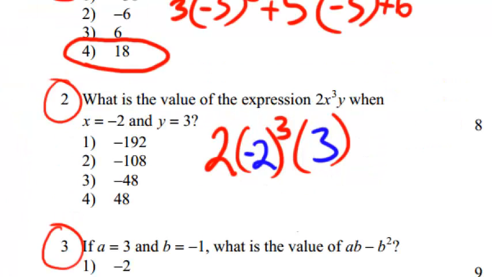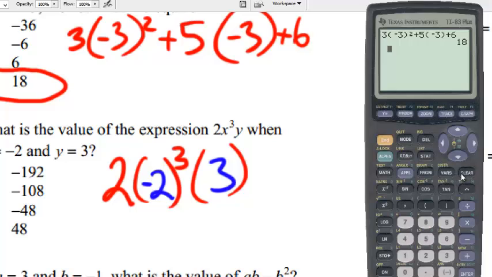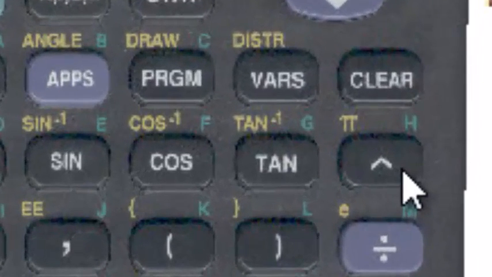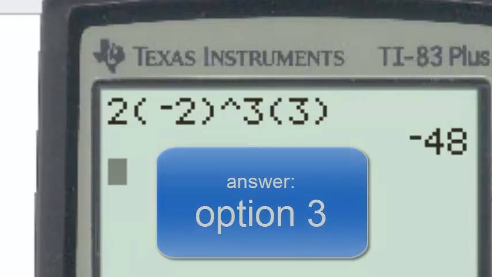Now we're going to do the same thing that we did before. We're going to open up our calculator and clear this. I can see 2, parentheses, -2. Now this is to the third, so here's how we're going to write that. I'm going to use the up arrow above the division sign. 3, open parentheses, 3. I'm going to close the parentheses, and then it's really important. We're going to press enter. The answer is -48 in our calculator.